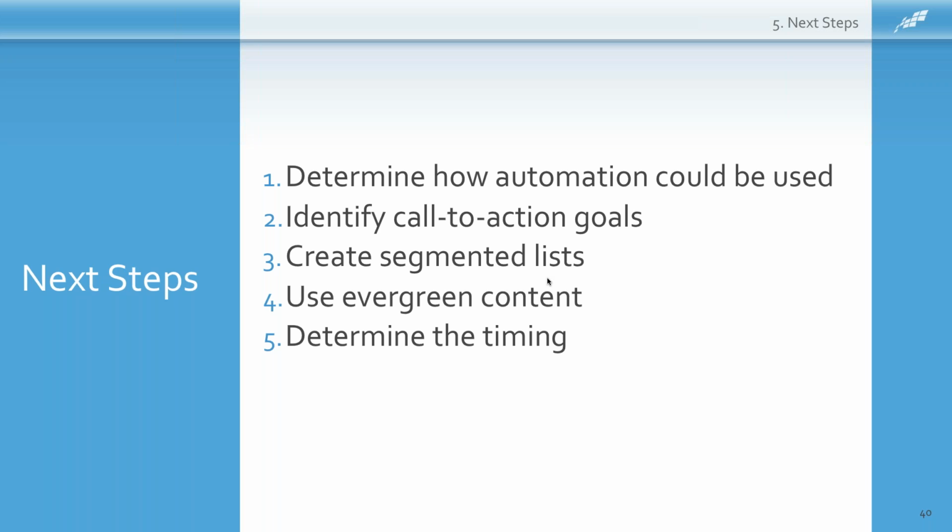We can talk about your list segmentation, what we have in there now. We can combine lists. We can break out lists and put them in different segments. All things that you can talk about with your account manager. Making sure that we use evergreen content, and then determining the timing of how often these are sent out.